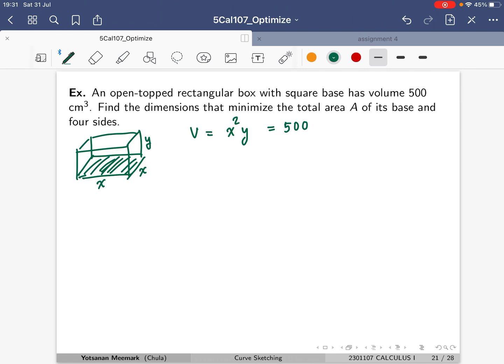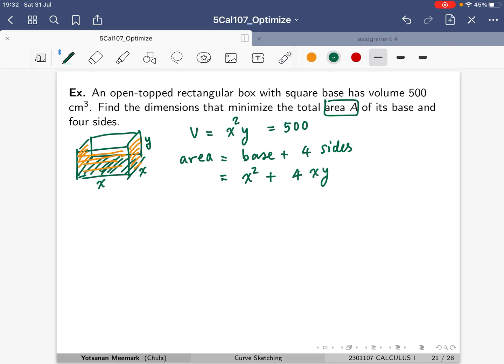You need to find a dimension that minimizes a total area A of its base and the four sides. So the area that we're talking about will be the base and the four sides, without the top. So the base is the area of a square, which is x and x, and each side will be this one, x and y, and also x and y, and also x and y. So it will be 4 of x and y.